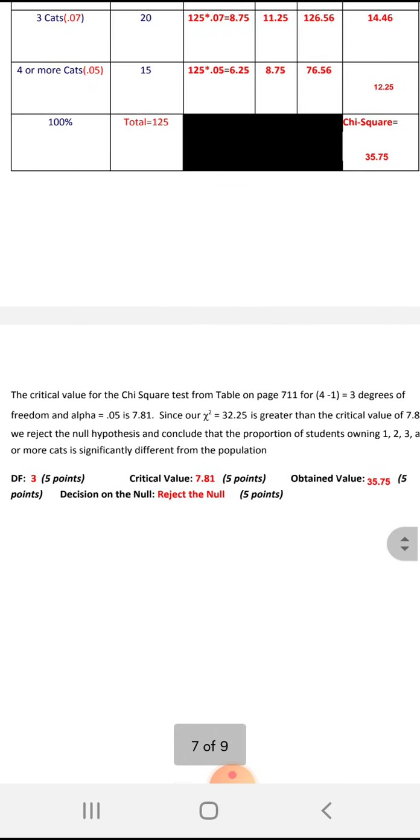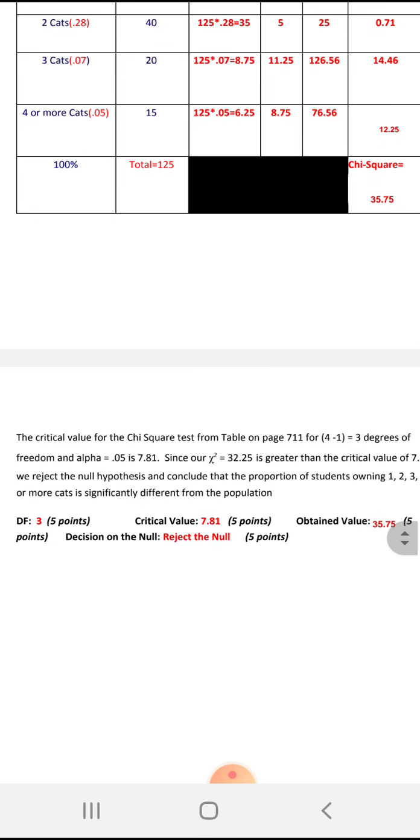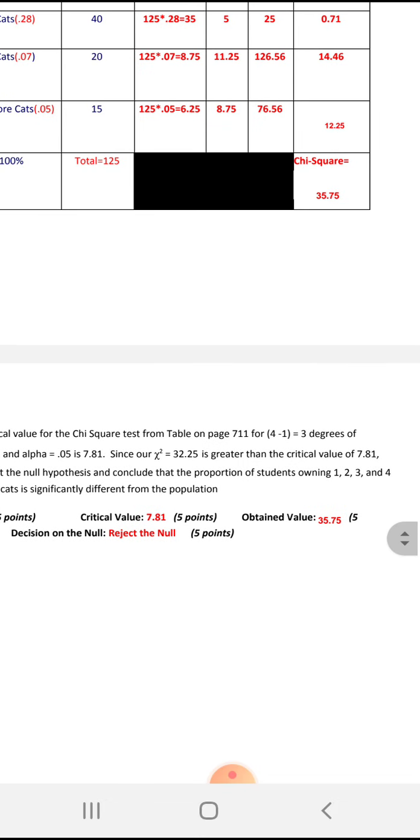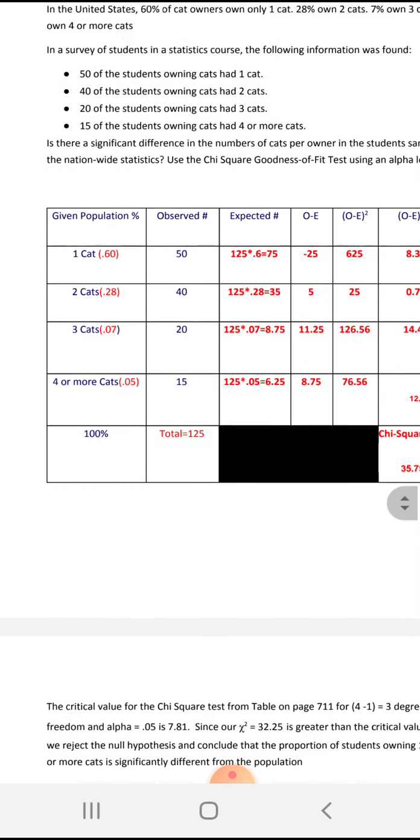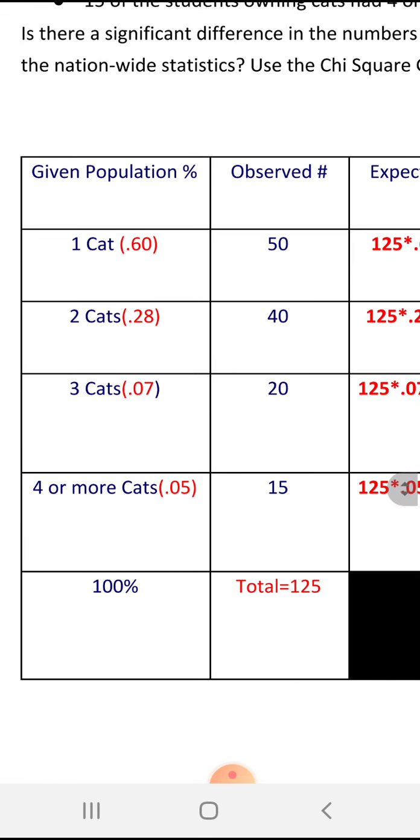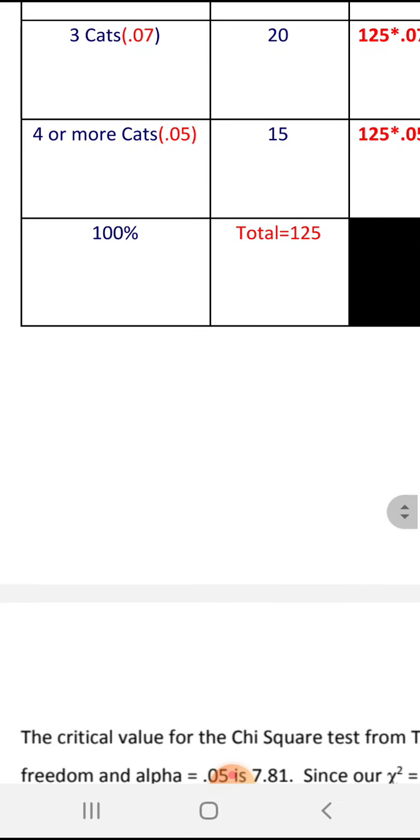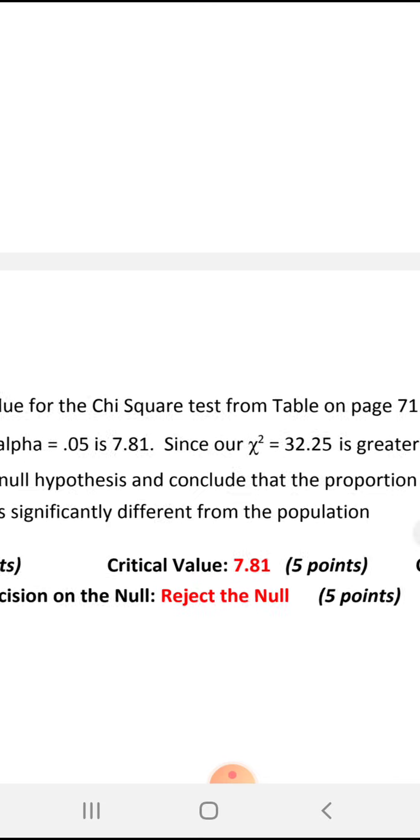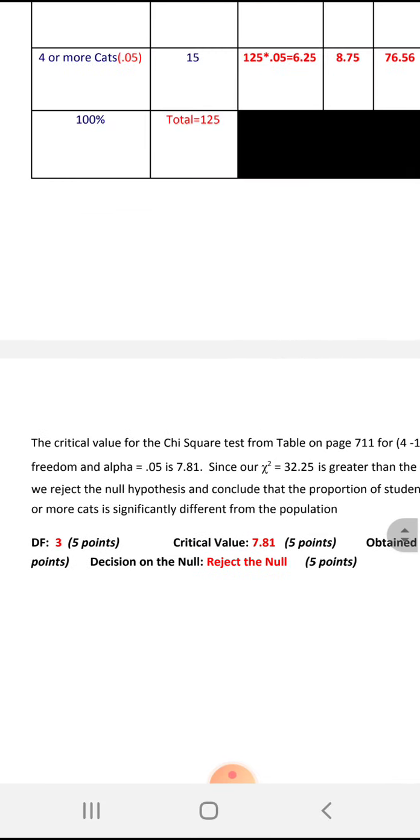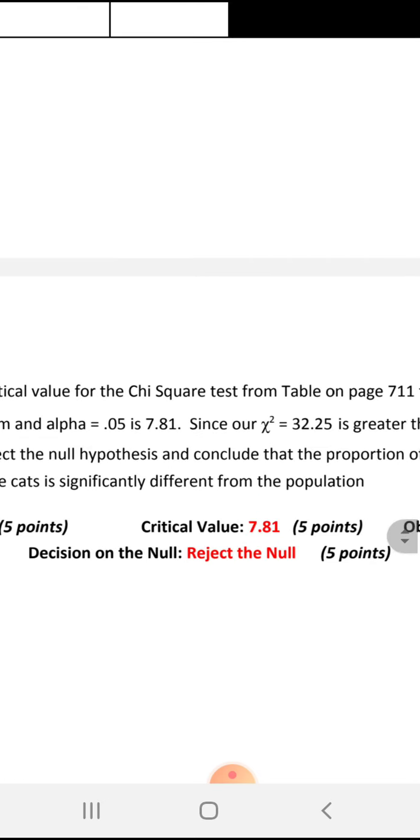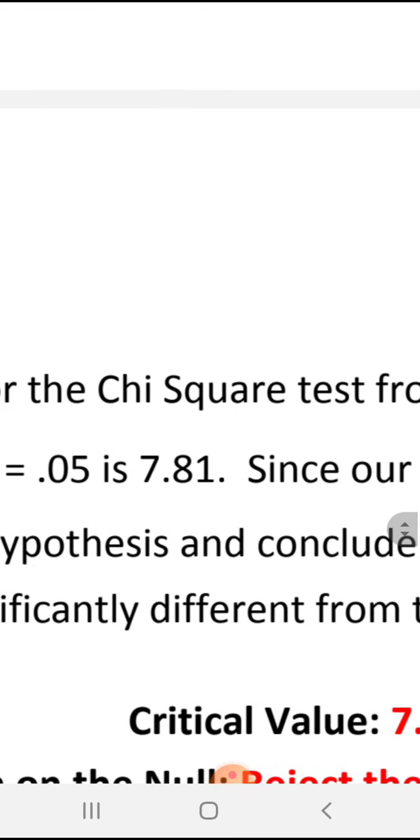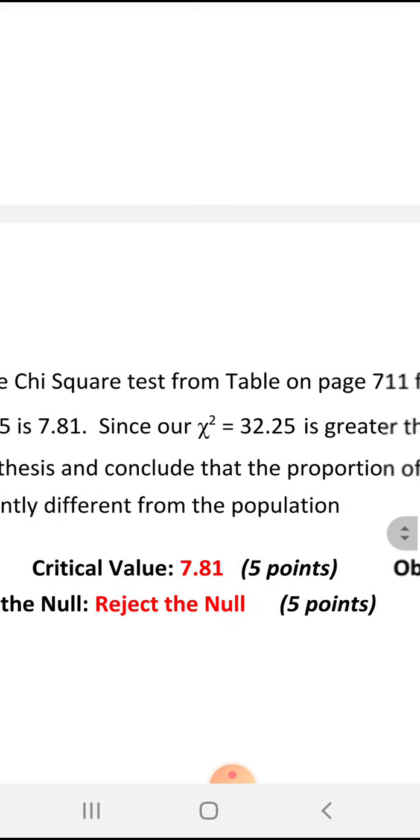So we can explain that here. You see the critical value for chi-square from the table on page 711 for 4 minus 1 degrees of freedom. So the first thing we want to do is get the degrees of freedom. There are 4 categories here. 4 minus 1 equals 3. That's how you get the degrees of freedom. For the critical value, you go to the chi-square table on page 711, go to degrees of freedom of 3 at 0.05, and you'll see the number 7.81. So that's the critical value.